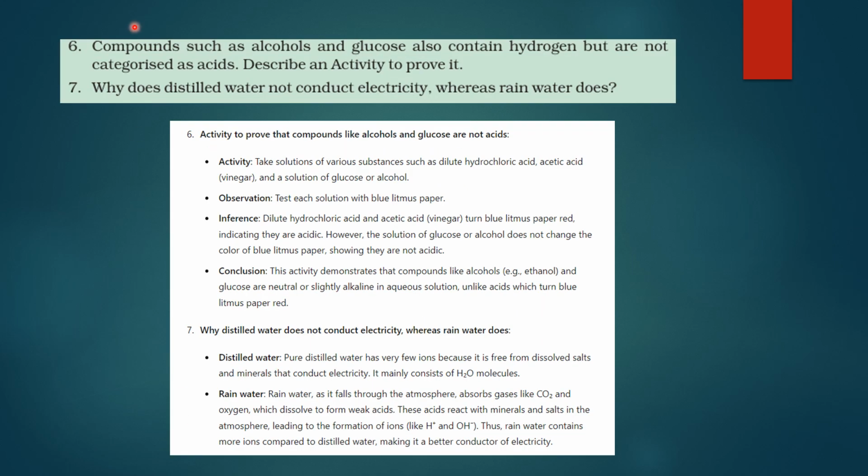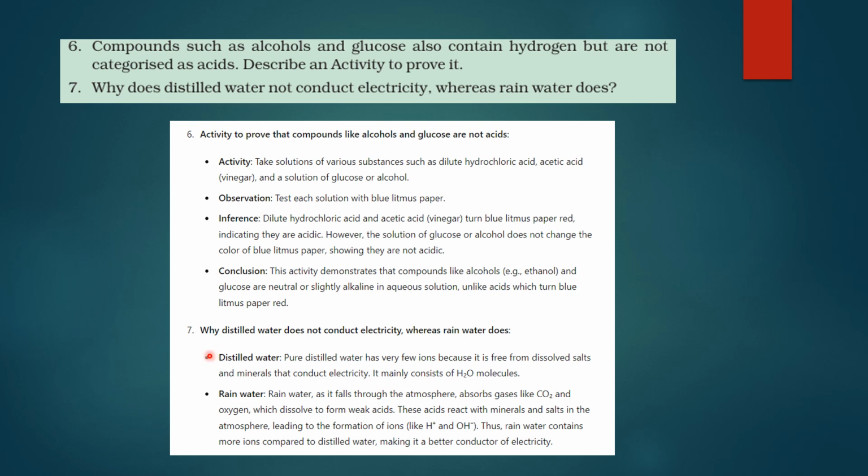So next is question number 6. Compounds like alcohols and glucose, they also contain hydrogen, but they do not come under the category of acids. So we have to describe an activity to prove that. Okay. So we take solutions of dilute hydrochloric acid, acetic acid, glucose, alcohol, all these we take. We test each solution with a blue litmus paper. Okay. अगर blue litmus red होता है तो वो acid है. Okay. Otherwise it's not. So हमारा glucose और alcohol के case में no color changes observed. So that's why these are not acidic.